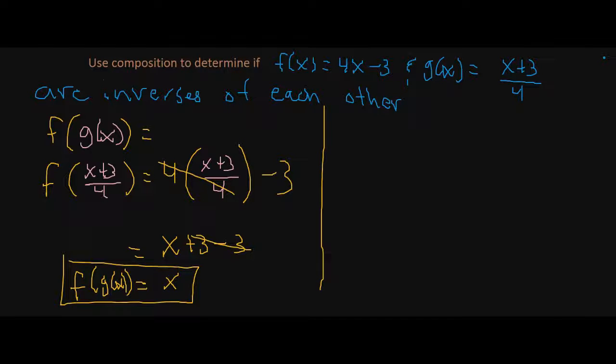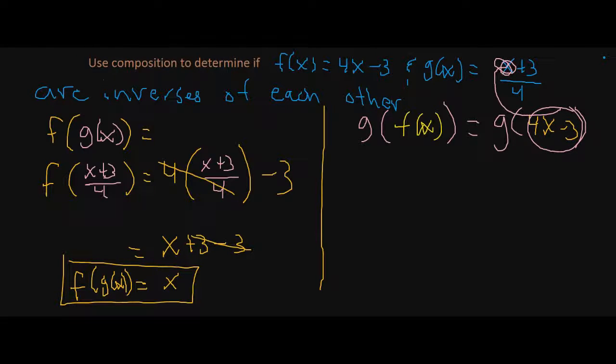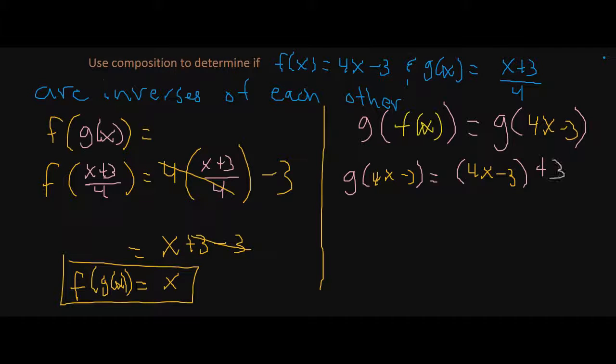Alright, let's do it for this function over here. So we have g of f of x. Let's plug f into our function, 4x minus 3. We're taking this entire thing and plugging it in for x up here. It's our input, so we replace the entire thing. So we're going to get g of 4x minus 3 is equal to parentheses 4x minus 3 plus 3, all divided by 4.